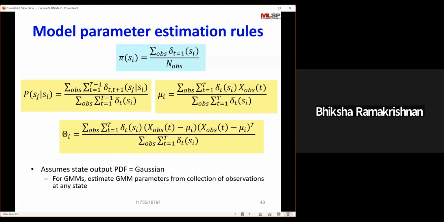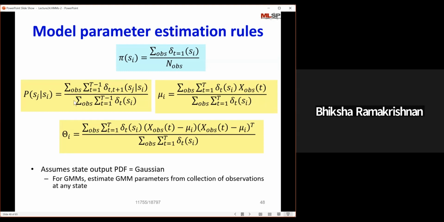Okay, is this making sense? This delta-based notation. Now I can use the same delta-based notation for the rest of the terms, right? So the probability of transitioning from state Si to state Sj.